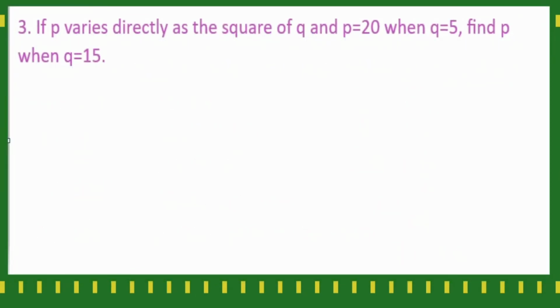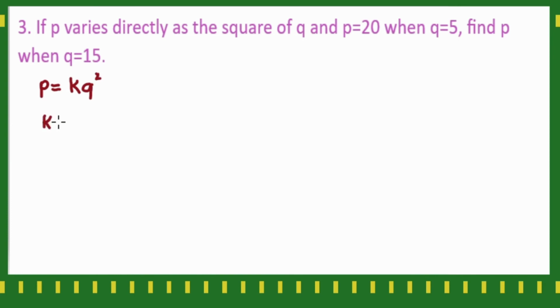Let's have the last problem. If P varies directly as the square of Q and P is equal to 20 when Q is equal to 5, find P when Q is equal to 15. So let's solve it. P varies directly. So P is equal to K, varies directly as the square of Q. So Q squared.